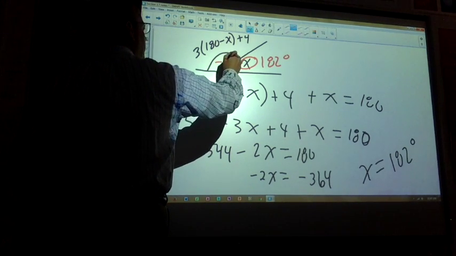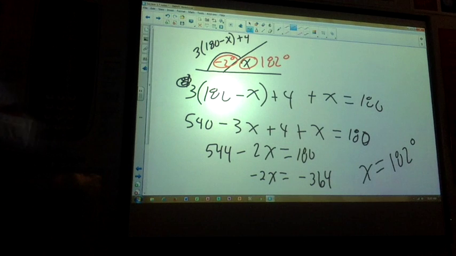Anybody got a problem with this? Okay, negative angle I am okay with. This angle should not be. How do you have a negative? That's an obtuse angle. Algebraically, I had to do it that way to make it work. 182 degree angle. What's my problem?